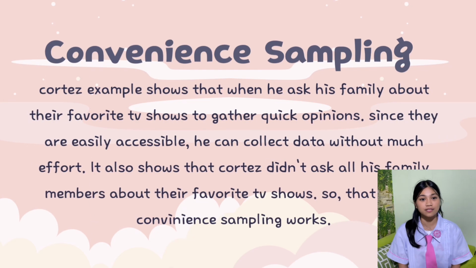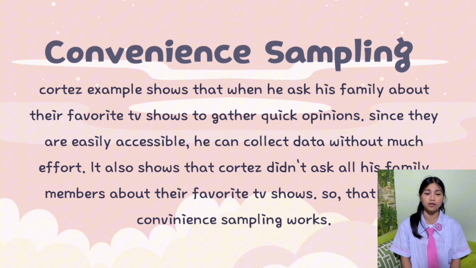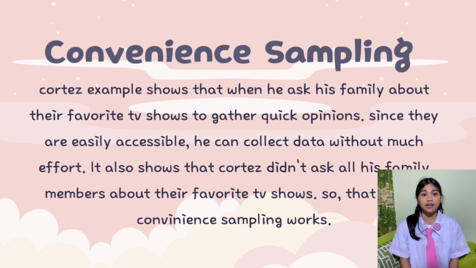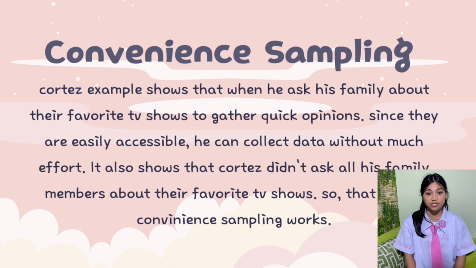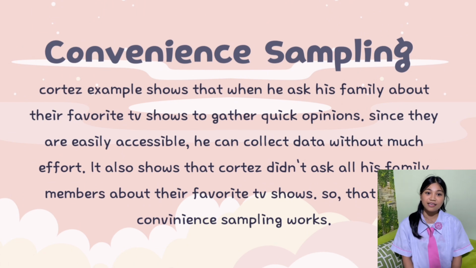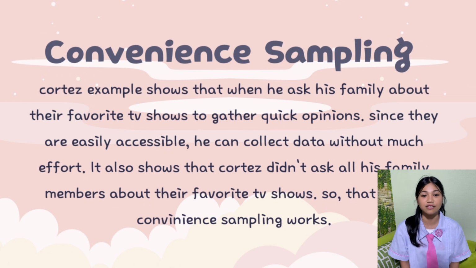Cortez's example shows that when he asked his family about their favorite TV shows to gather quick opinions, since they are easily accessible, he can collect data without much effort. It also shows that Cortez didn't ask all his family members about their favorite TV shows. So that is how convenience sampling works.